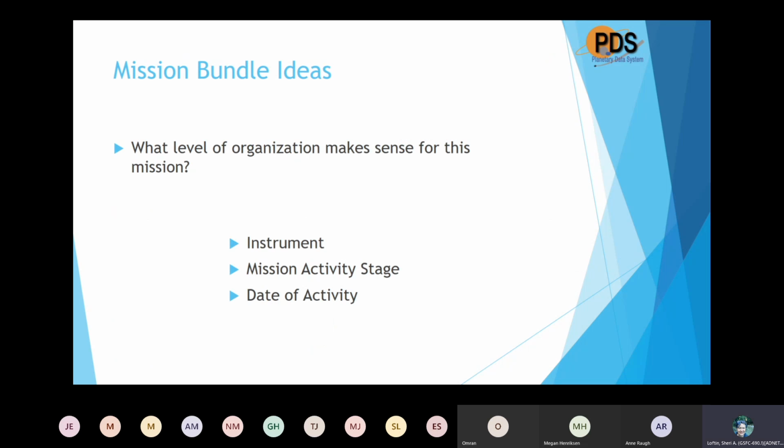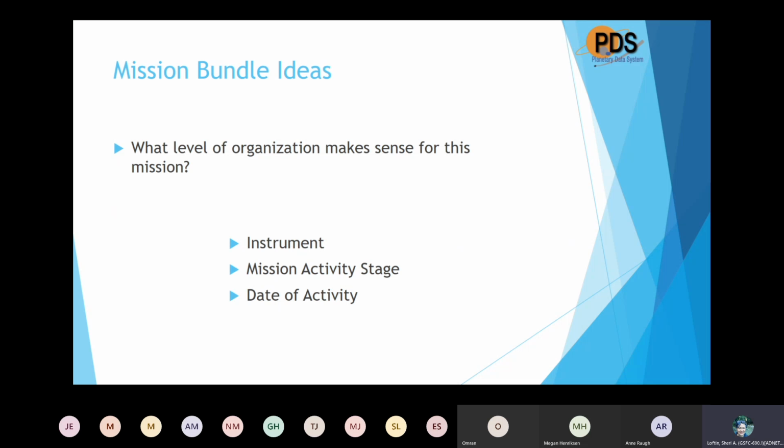So again, what level of organization makes sense for your mission? You get instrument, activity, stage of the mission, the dates of activity. You could organize it any way that makes sense for your project. What are you studying and how would it make sense? Remember, OSIRIS-REx had their instrument bundles and a mission general bundle.